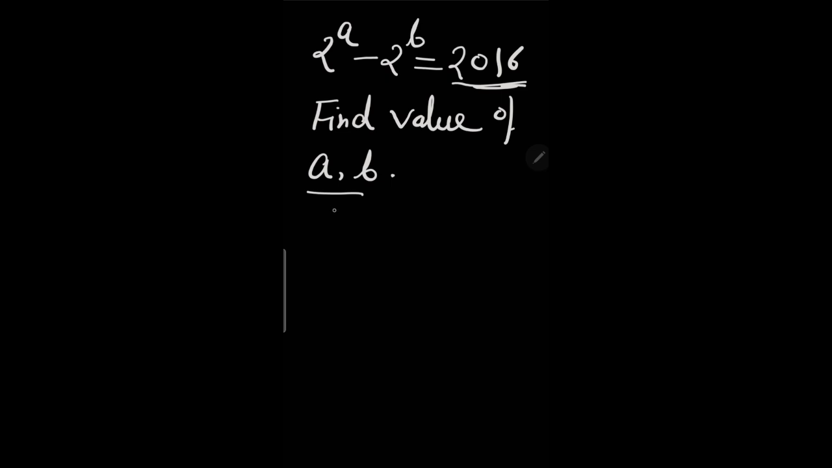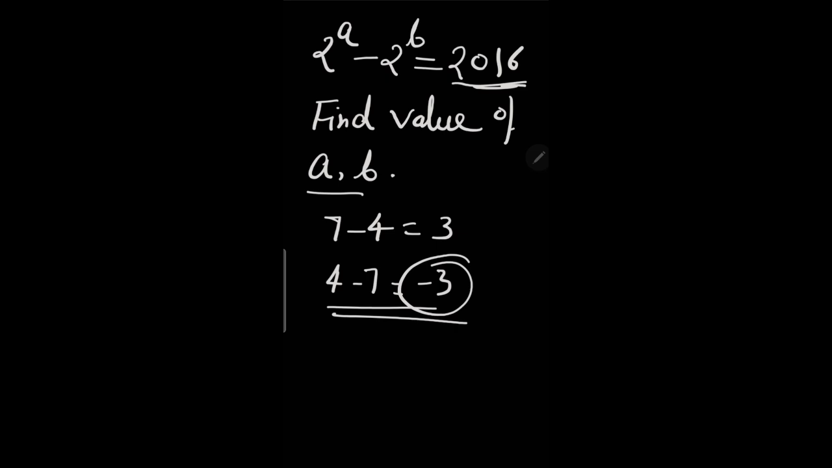from the greater number. For example, suppose I take 7 minus 4. The result is 3. If you take 4 minus 7, the result is minus 3. It means if you subtract a greater number from a smaller one, the result is always negative. But we have a positive result. It means 2 raised to a must be greater than 2 raised to b.